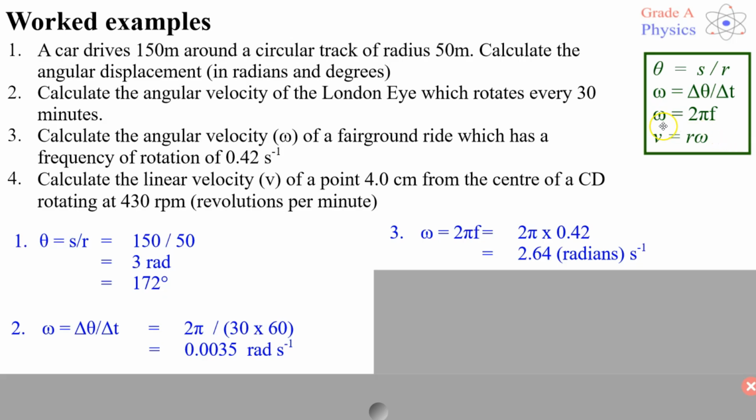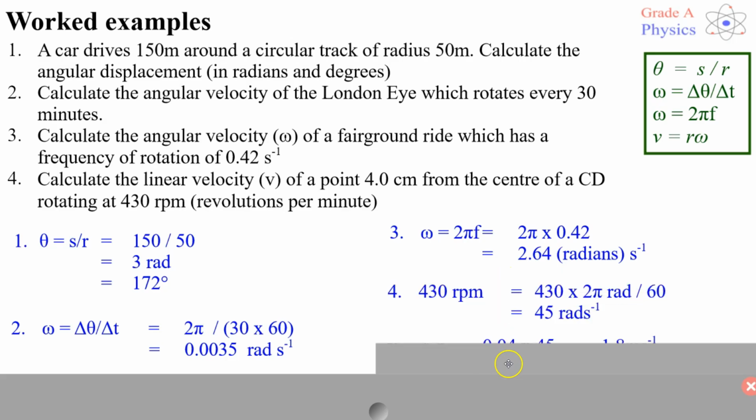And question 4, using the final one, v is equal to r times omega. We are told the radius is 4 centimeters. The radius of the CD might be larger, but the radius of the point we're interested in is given as 4 centimeters. And we're told that it's rotating at 430 RPM. You've probably heard of RPM, revolutions per minute. So we'd have to convert that into revolutions per second, or radians per second.